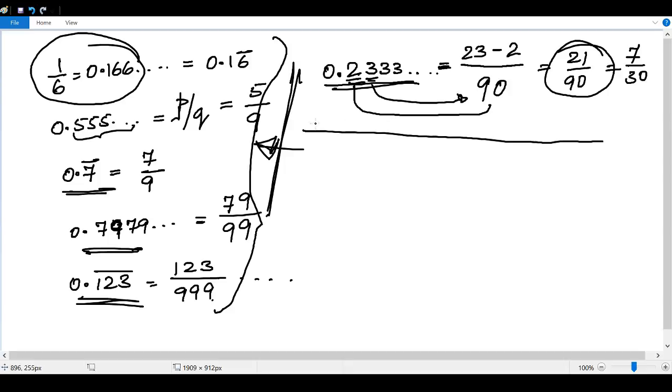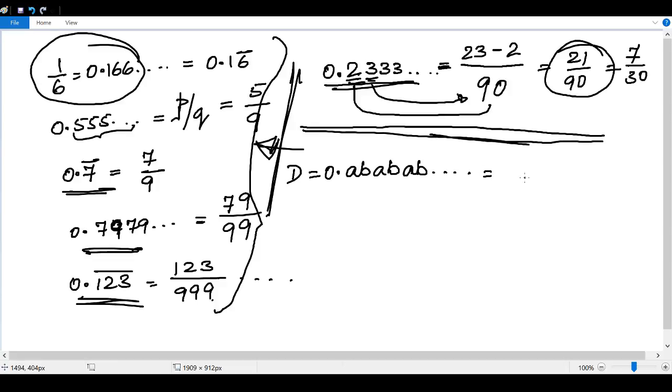Now, what kind of questions can be asked here? What if I say that there is a value d, and d is equal to 0.ab and so on, where a, b are natural numbers, single digits, 1 to 9 or 0 to 9. And I'm also saying that d into k gives an integer. So if d is 0.ab, and d into k gives an integer, then what can be the value of k?